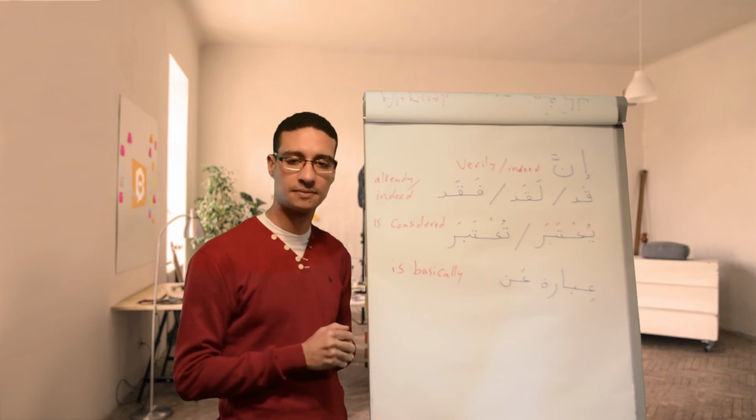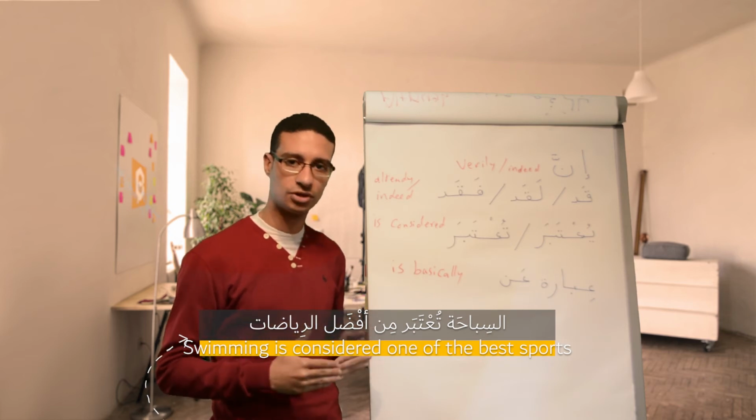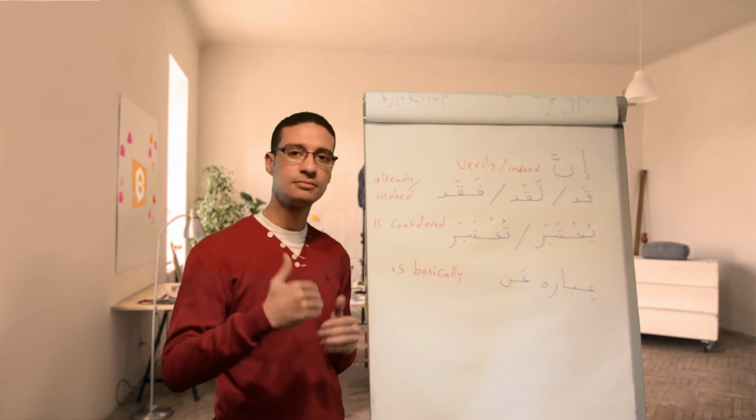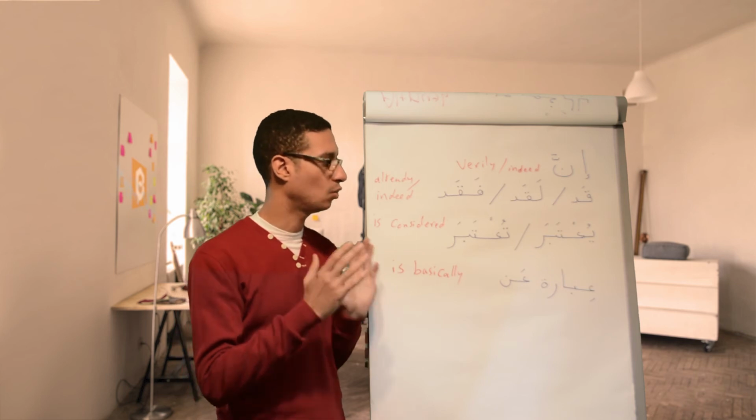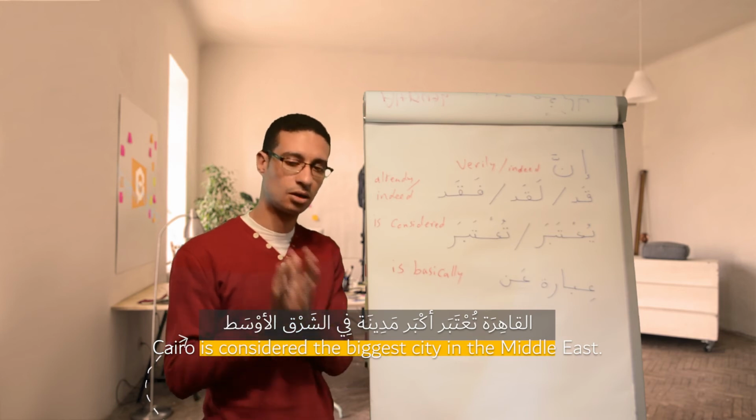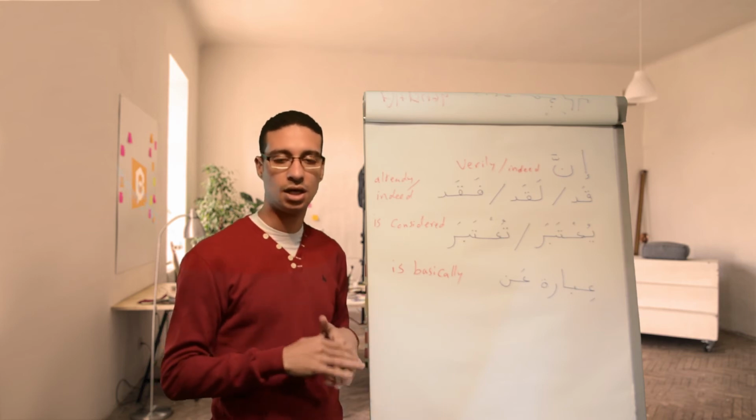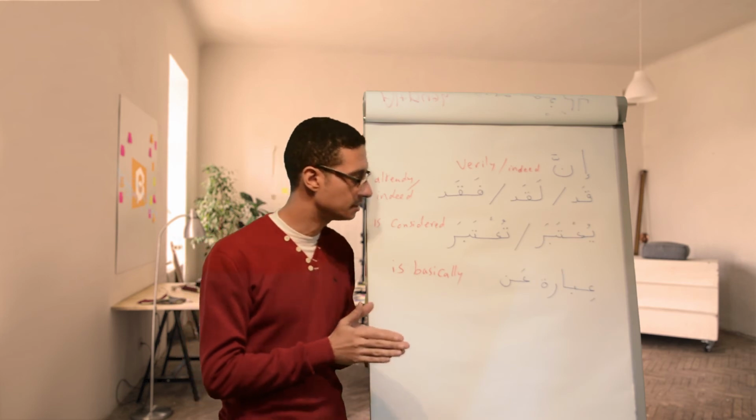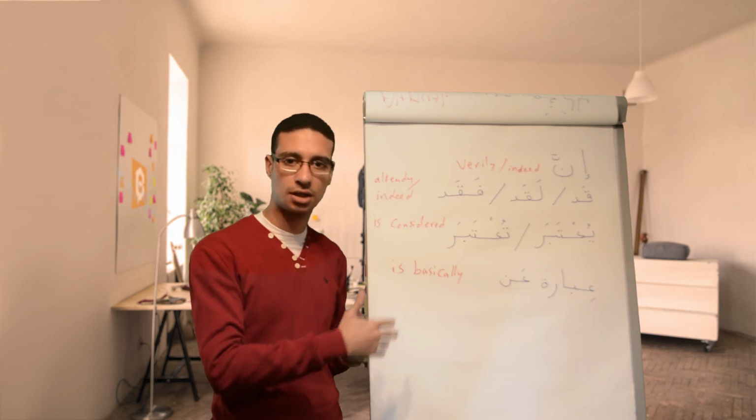Another example is السباحة تعتبر من أفضل الرياضات. السباحة, swimming, تعتبر من أفضل, one of the best, الرياضات, sports. One last example is القاهرة كايرو تعتبر أكبر مدينة في الشرق الأوسط. So, القاهرة Cairo تعتبر is considered أكبر مدينة, the biggest city في الشرق الأوسط.